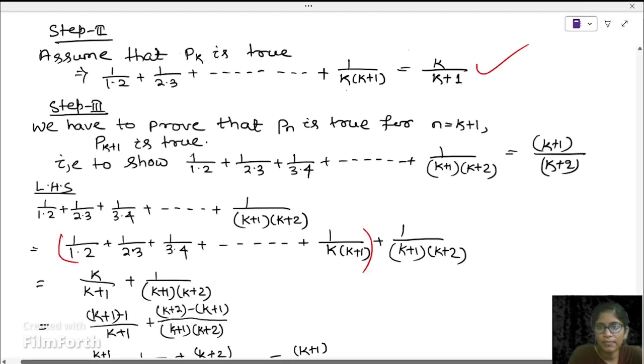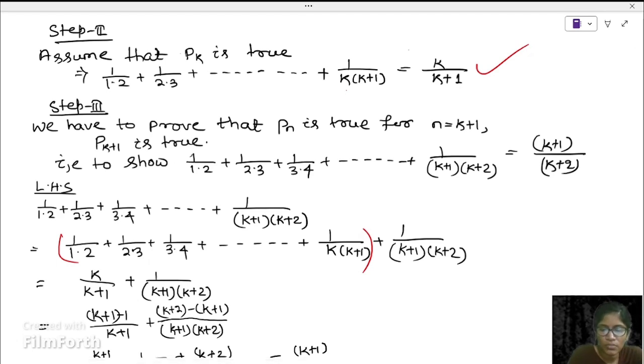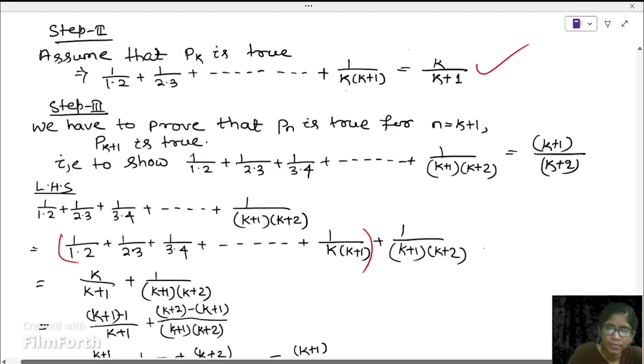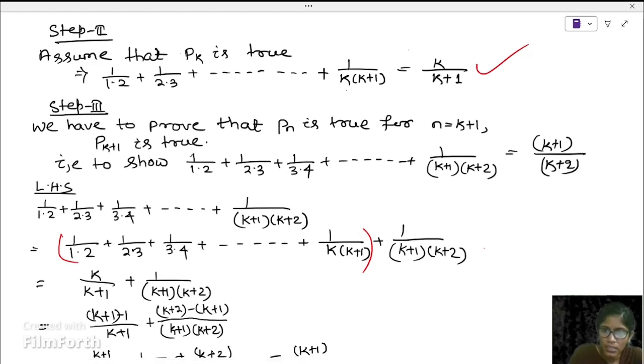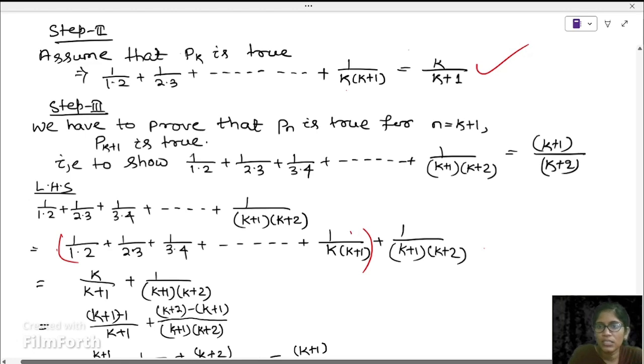Now, taking left hand side of this, 1 by 1 into 2 plus 1 by 2 into 3 plus 1 by 3 into 4 plus up to this. That means its previous term is 1 by k into k plus 1. That means the value from this to this is equal to k by k plus 1. Here we will put k by k plus 1, plus this. Listen, k, we can write k is equal to k plus 1 minus 1. 1 are cancel, plus 1 minus 1. Rest k.